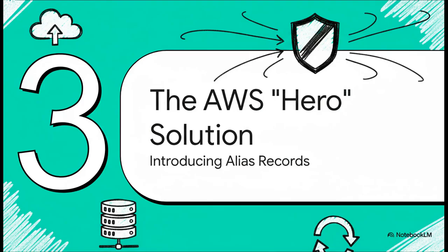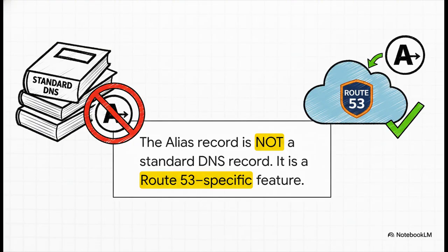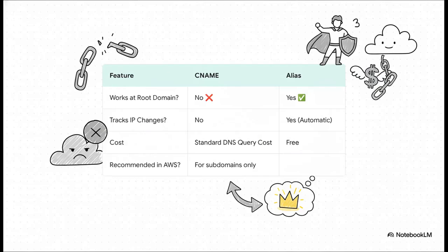This is where AWS swoops in with its own clever, elegant solution to this very specific problem. It's the hero of our story. I want you to meet the alias record. And this is the most important thing to understand. An alias record is not a real standard DNS record. You won't find it anywhere else. It is a proprietary, Route 53 only feature that AWS invented specifically to get around that root domain problem. And this little showdown table tells you everything you need to know.